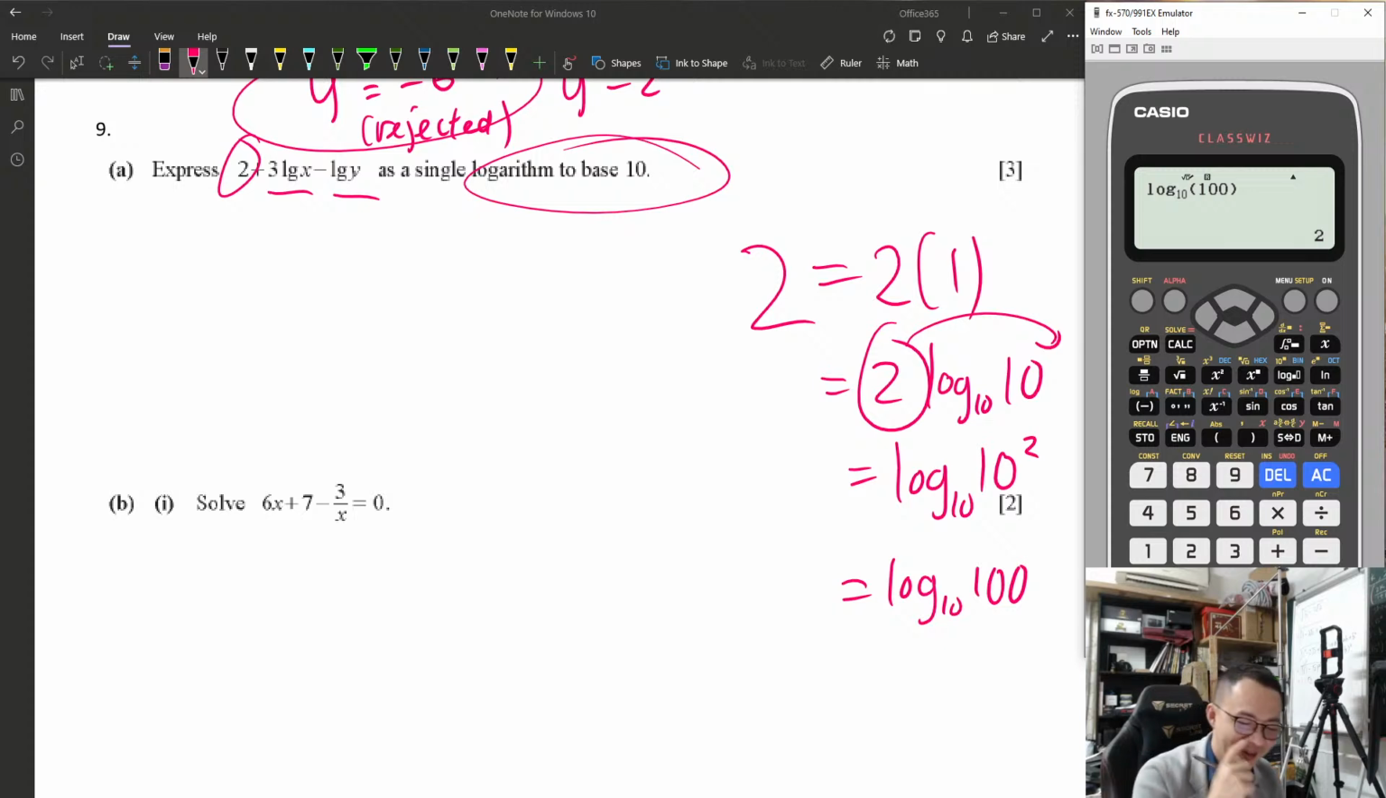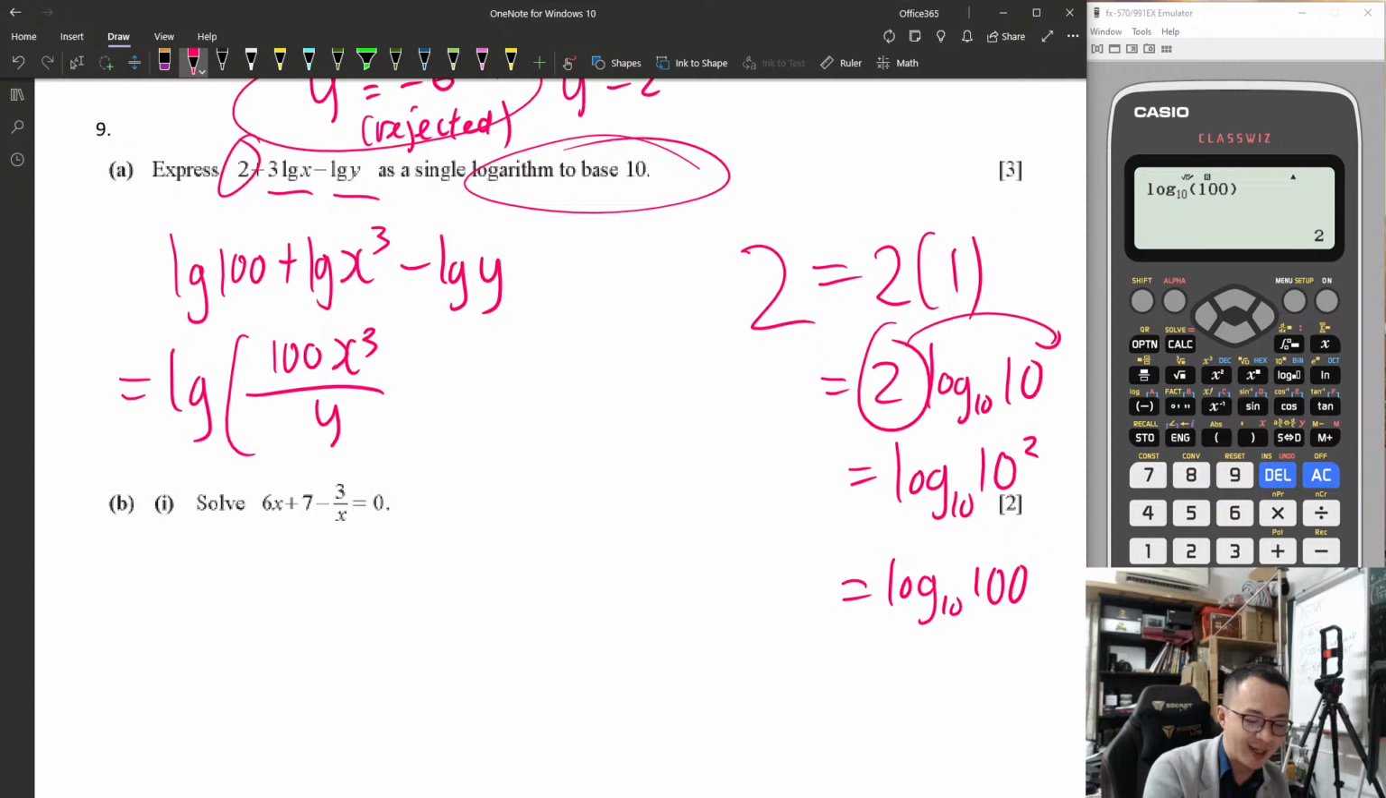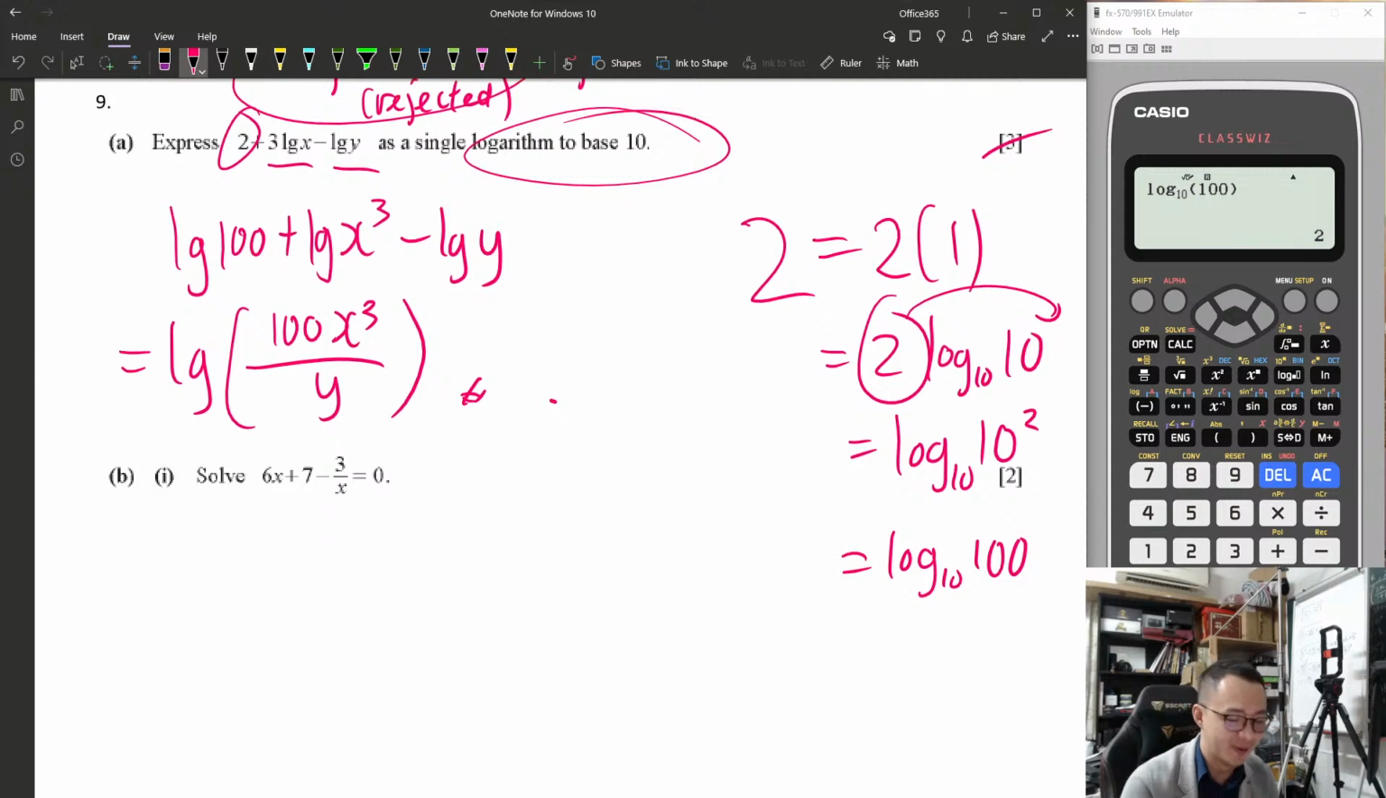No surprise. So here, lg for log base 10 now, short form. So lg 100 plus 3, I throw to the top, becoming x cubed minus lg y. Then I factorize out the lg. Plus means multiply, minus means divide. Okay, done, 3 marks. The only challenging part is making the 2 have log base 10. Then the rest is very simple.